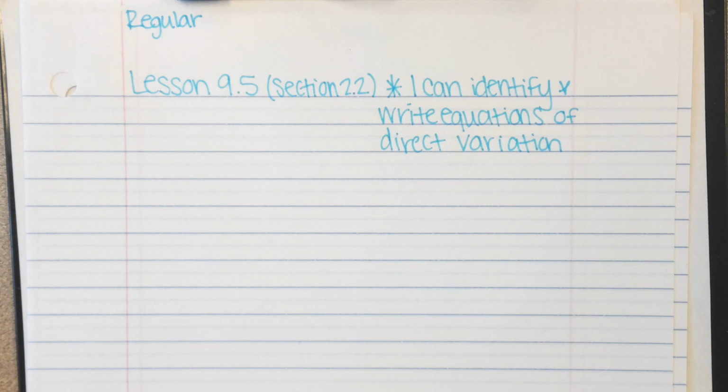This is coming out of section 2.2 in your textbook, and your learning objective is I can identify and write equations of direct variation. Now, as usual, you should have your notebooks. You should be ready to take notes, do examples, and answer the Edpuzzle questions. And remember, I am going to go faster in the video than I would if we were in person, because you have the ability to pause and rewind as you need to throughout the notes.